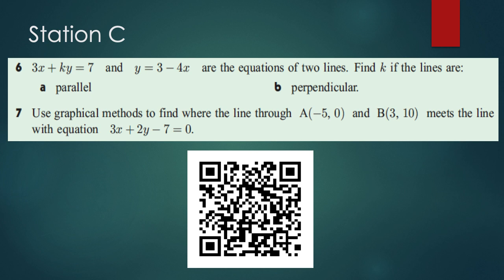As I approach this and move some things around, I want to understand that the slopes, if they are parallel lines, are going to be the same. And if they're perpendicular lines, they are going to be the opposite reciprocal. So depending on what you're trying to solve for, that's going to be a different value there. Now for number 7 here, I'm using graphical methods, so using a graphing calculator, where the line through those 2 points meets the line with the equation 3x plus 2y minus 7. So let's first talk about number 6, and then we'll look at number 7.